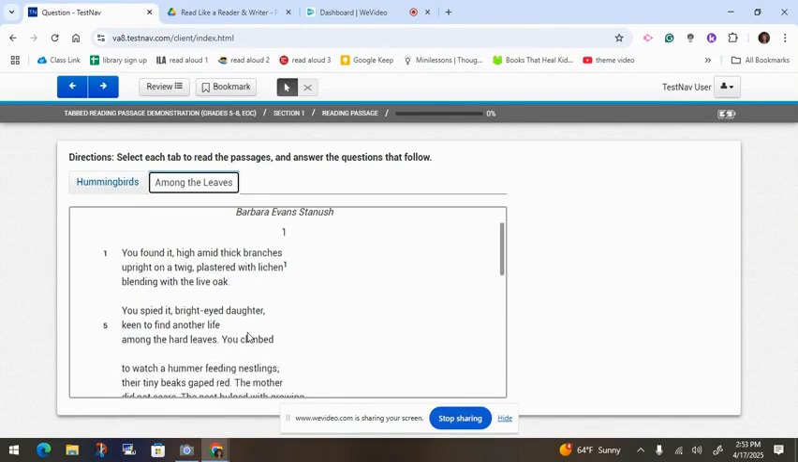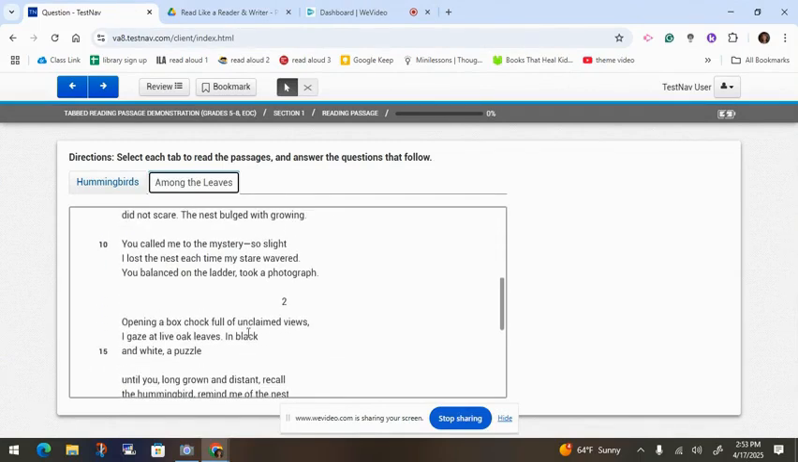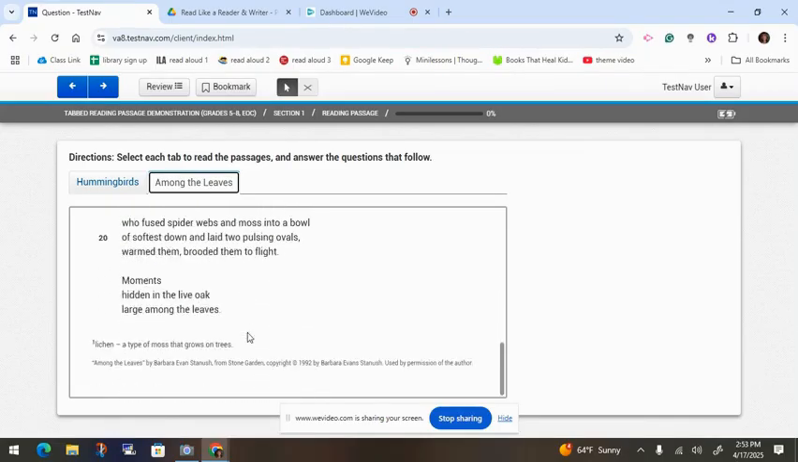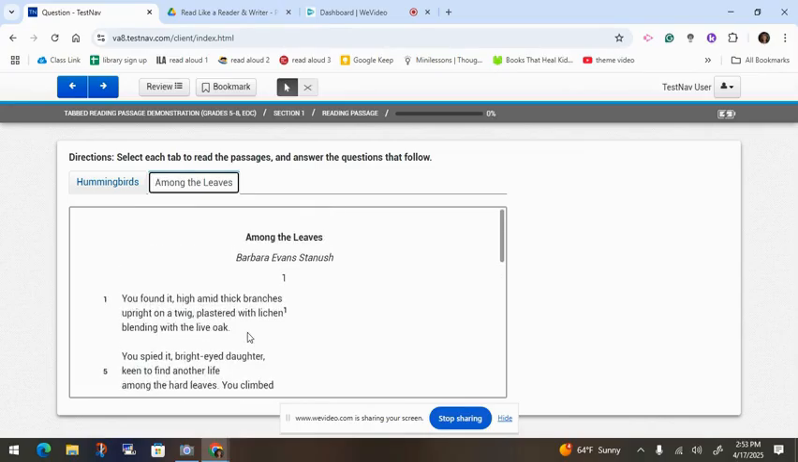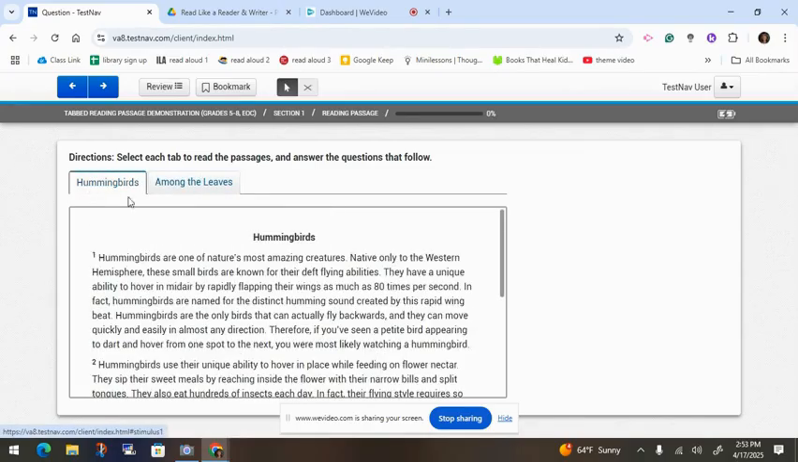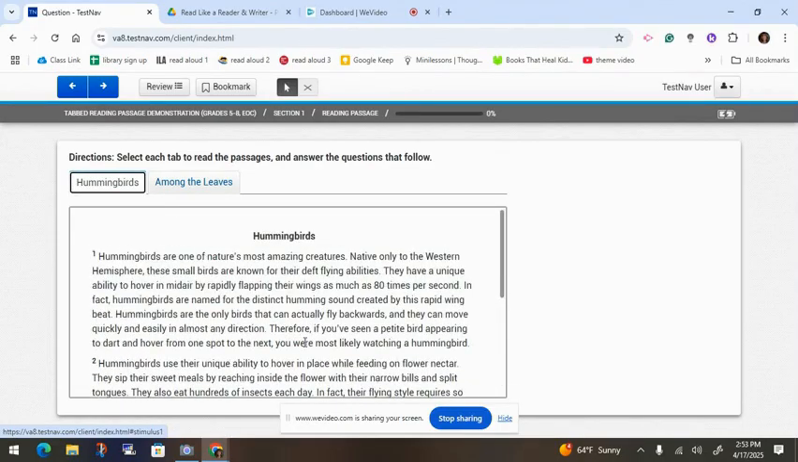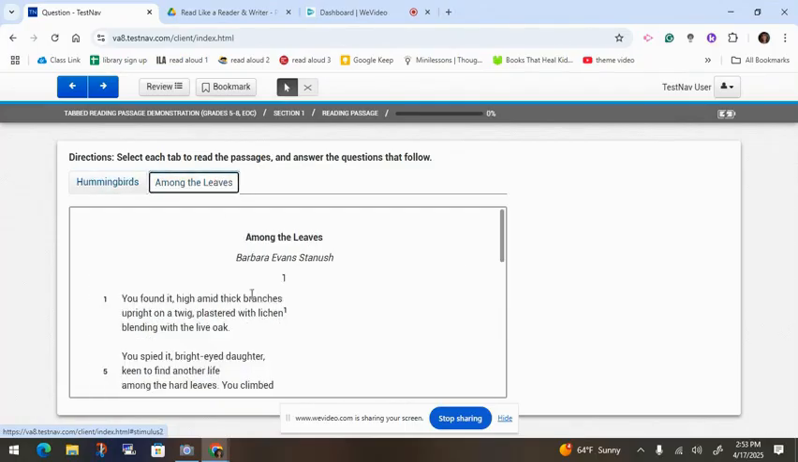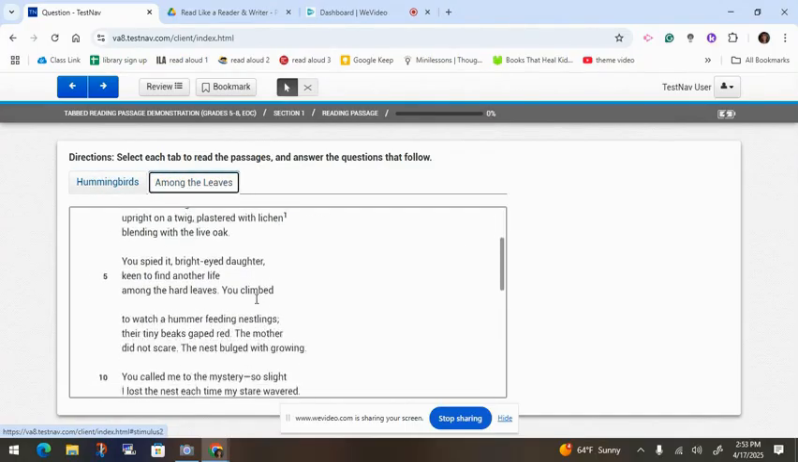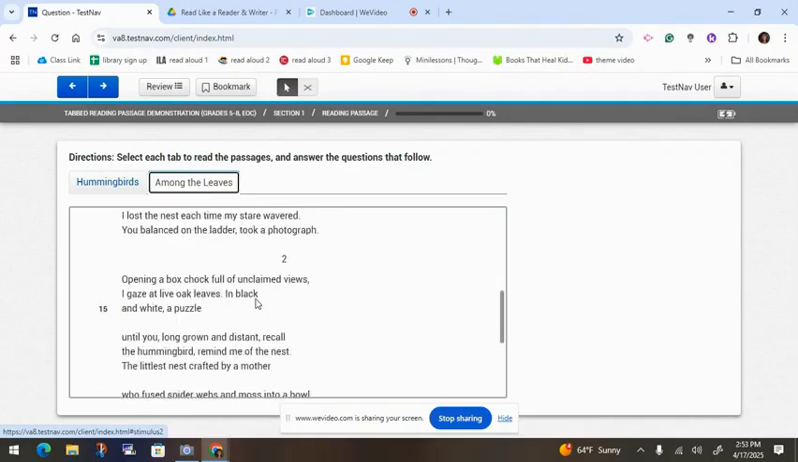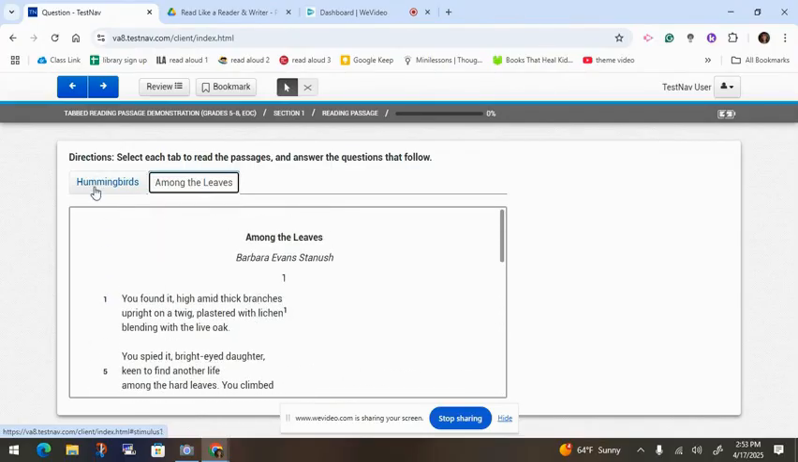I'm going to assume there's probably a hummingbird in this just because they put them together, and we know they put passages together for a reason. But I don't know that I can create a really strong bridge in this case. So in this case, it's kind of an exception. I think I'm going to annotate the hummingbird passage because it's nonfiction. Only 4 paragraphs. I could do a main idea for each one. That would be super easy. And then for Among the Leaves, I'm going to use that on and under the surface thinking to make sure I'm really understanding and breaking down the meaning of the poem.